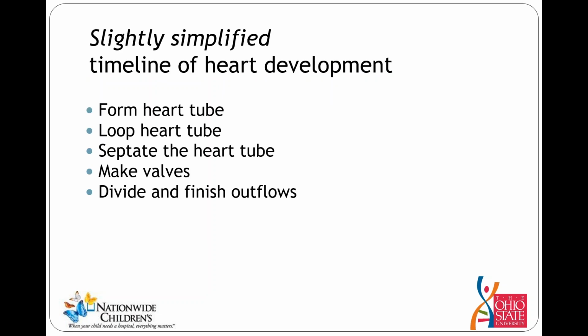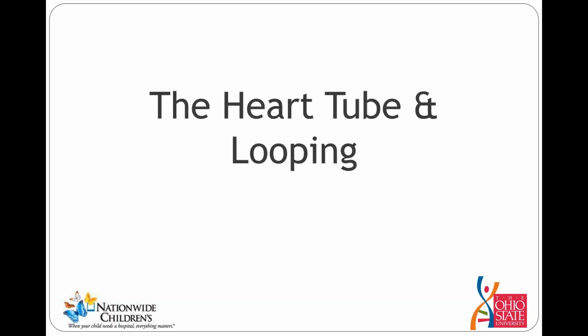So this is my slightly simplified timeline of heart development. So you have to form the tube, you have to loop the tube, you divide the tube, you make the valves, and you divide and finish outflows. So it should be very simple. So we talk first about the heart tube and looping.